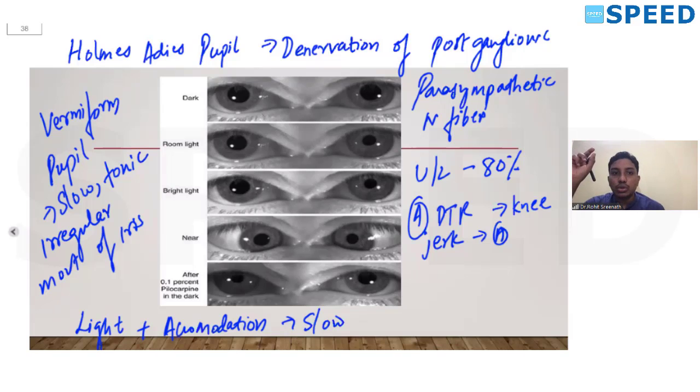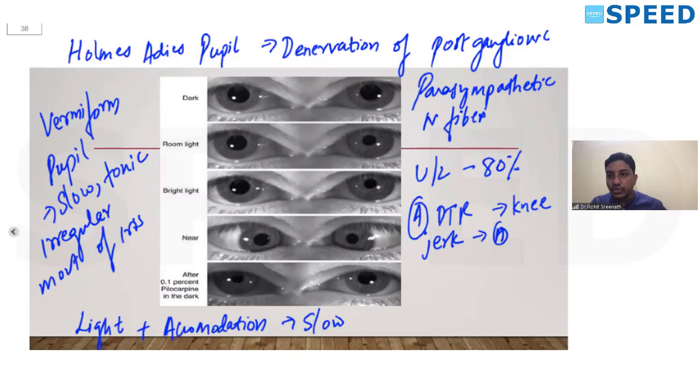Okay, so to summarize, Adès pupil is because of the denervation of the post-ganglionic parasympathetic nerve fibers. So either the lesion is in the ciliary ganglion or the short ciliary nerves, which supply the sphincter. It is also known as a vermiform pupil because of the slow, irregular, tonic movement of the iris. So they constrict to both light and accommodation very slowly, and they are associated with an abnormal deep tendon reflex. Mainly the knee jerk is absent. They have a denervation hypersensitivity to low dose pilocarpine, as low as 0.125% pilocarpine.